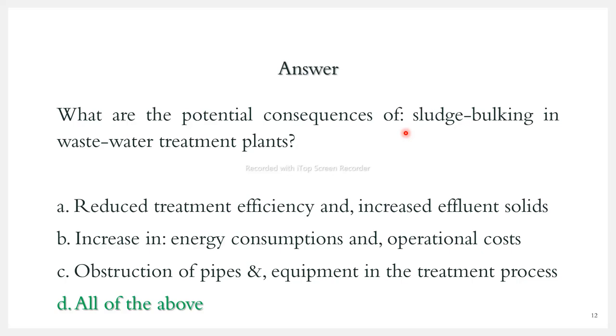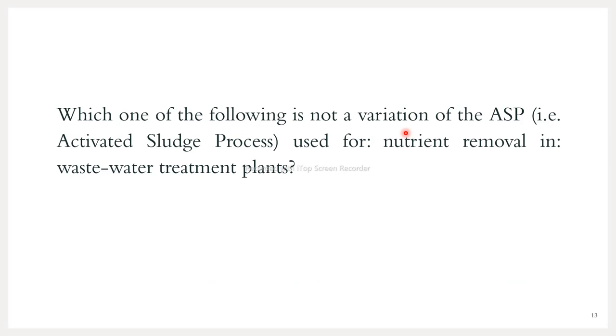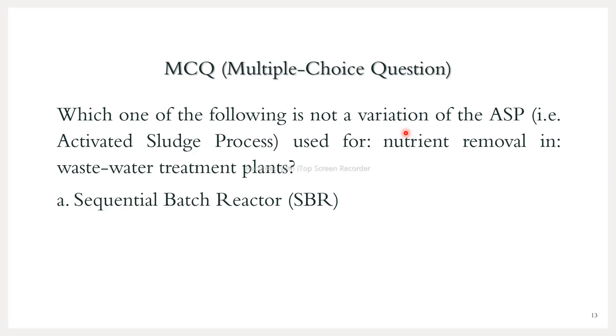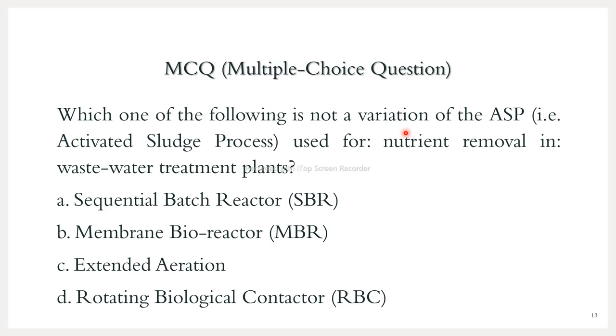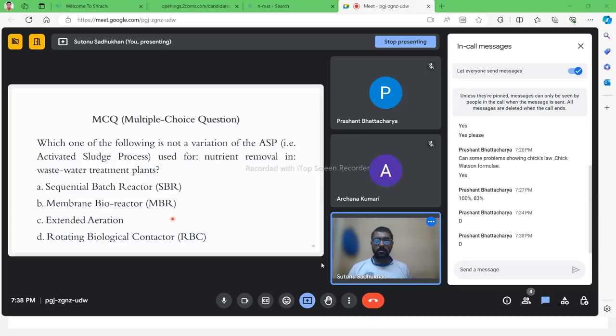Now we will move on to our next MCQ. Which one of the following is not a variation of the activated sludge process used for nutrient removal in wastewater plants? Option A, sequential batch reactor. Option B, membrane bioreactor. Option C, extended aeration. Option D, rotating biological contactor. Which one is not an activated sludge process? Please write your answer in the chat box.